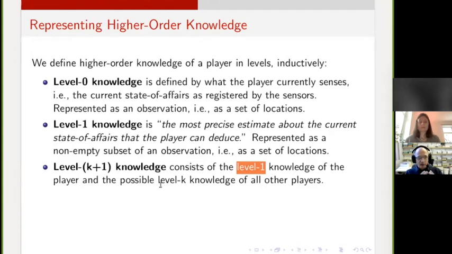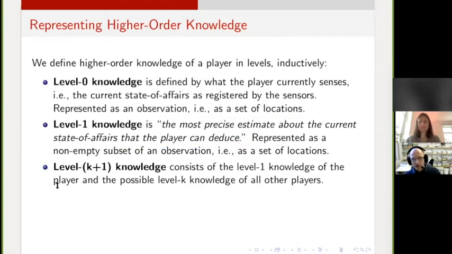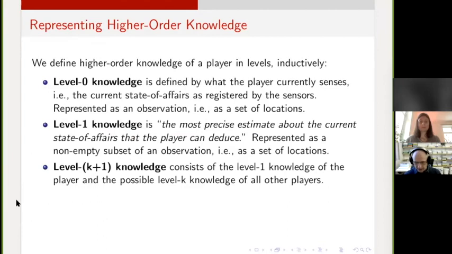So for example, if we are two players, my second level knowledge would be my first level knowledge about the current state of affairs, plus what possibilities I see for my partner as first level knowledge. I allow alternatives as possible first level knowledge of my partner. And I want to stress again that you can change this. Level zero knowledge and level K plus one knowledge would stay the same, but you are free to modify the notion of level one knowledge. This is our choice, and I will explain later why we picked exactly this.